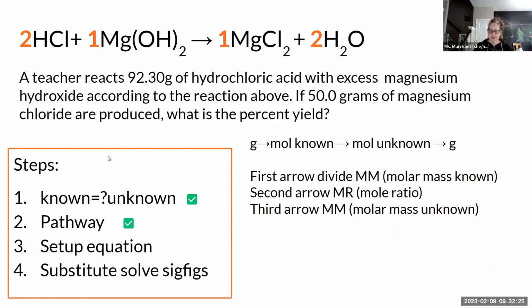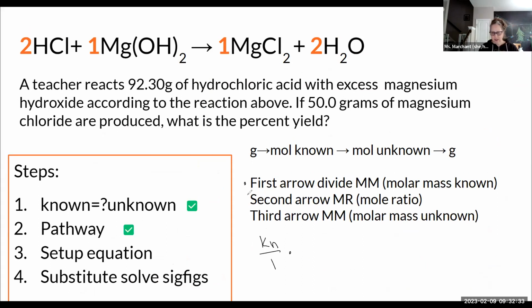And then we are going to set up our equation. So I'm just going to rewrite what we had over on the other page. Known over 1 to start. Then the first arrow says divide by molar mass. The second arrow says mole ratio. The third arrow says multiply by molar mass. And that's the molar mass of the unknown, or the first one is the molar mass of the known. That is my equation set up again. So now I can go ahead and start my substituting.